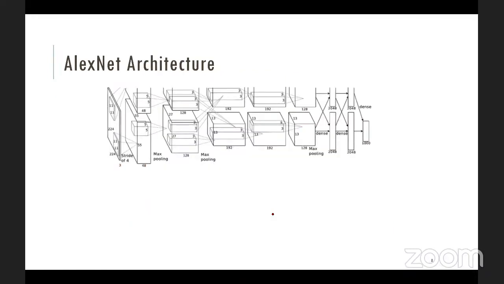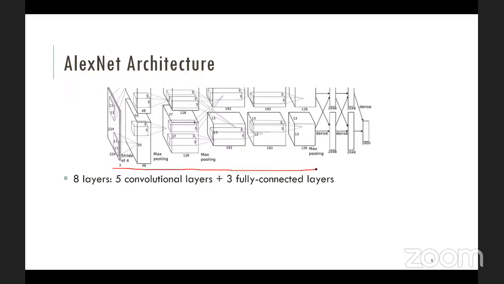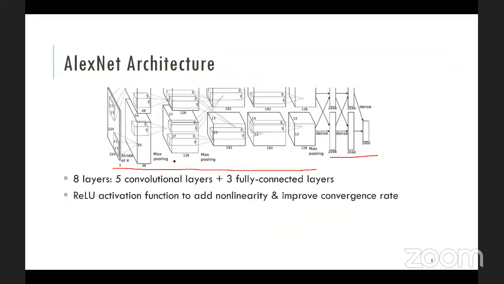Now let us see this architecture, and try to understand what all these boxes mean. Here we have 8 layers. We have 5 convolutional layers, you can see first, second, third, fourth, fifth, right? These are the 5 convolutional layers, followed by 3 fully connected layers. The ReLU activation function is used to add non-linearity and improve the convergence rate. And remember, in 2012 we did not have that much infrastructure, so multiple GPUs were required for faster training of this deep neural network.